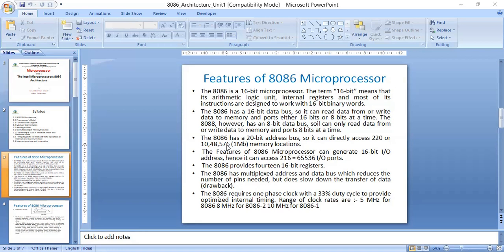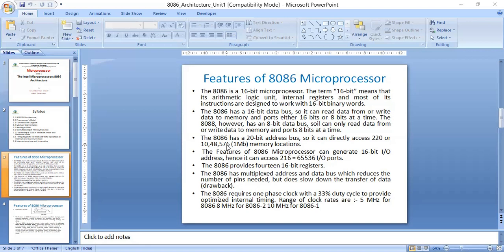These are the two important features of the 8086. Then next, it has 16-bit IO addresses, so if we calculate, it has a total of 65,536 IO ports. So these many addresses are available for input and output ports.